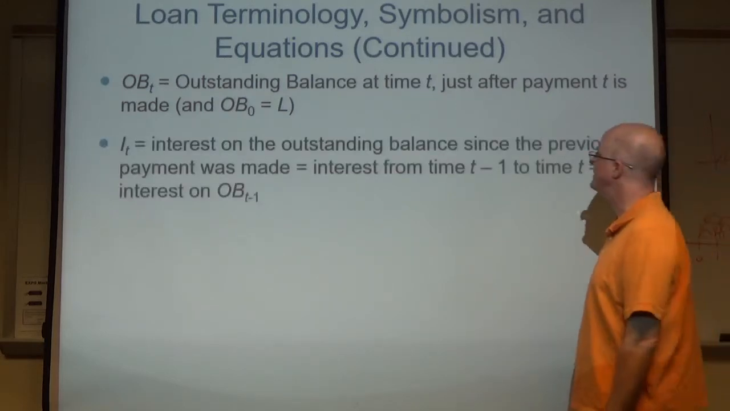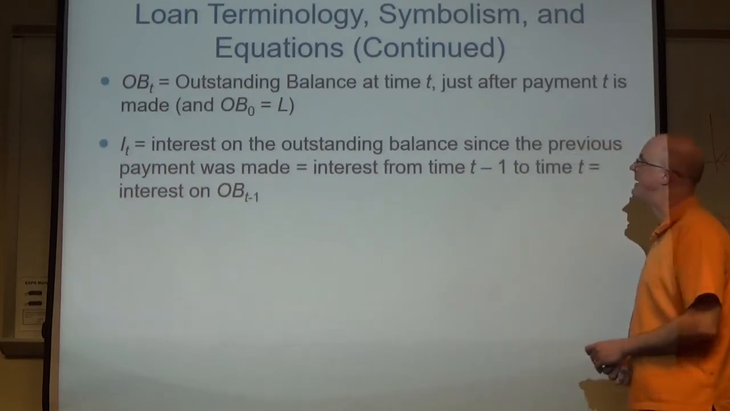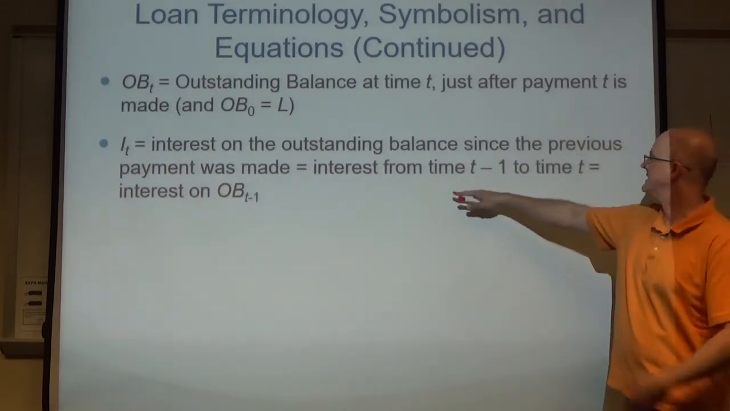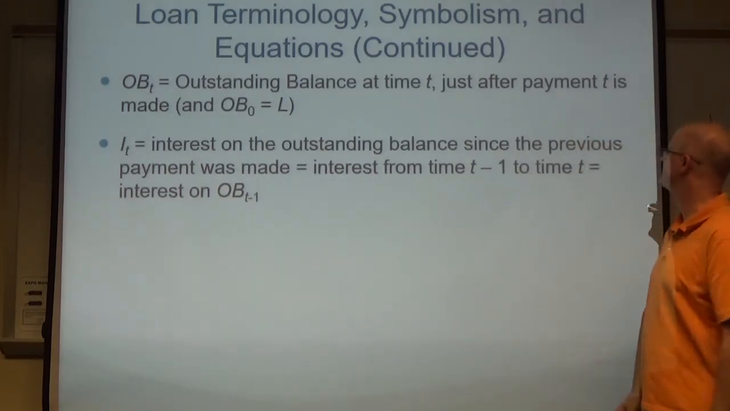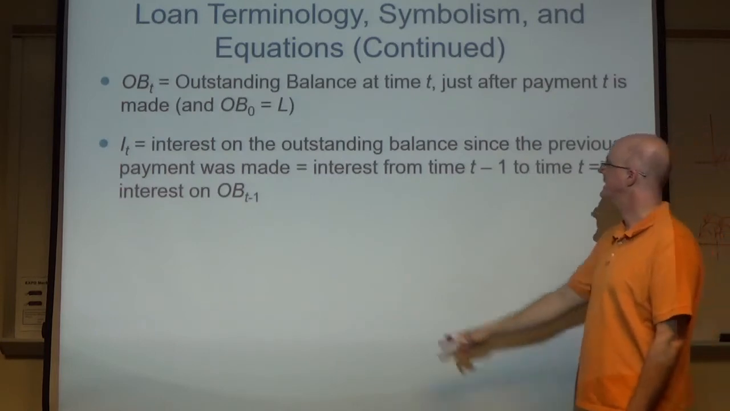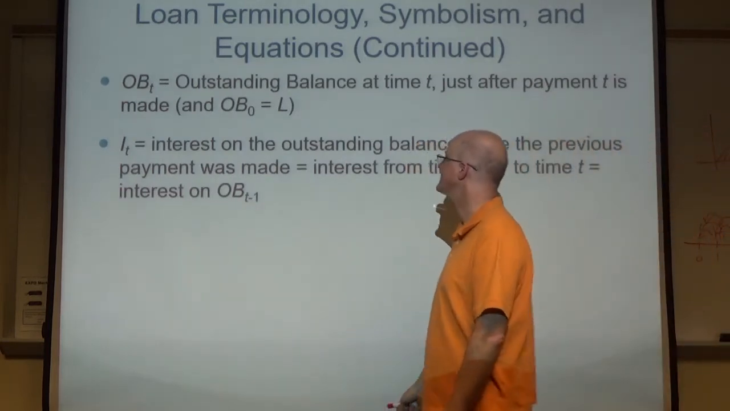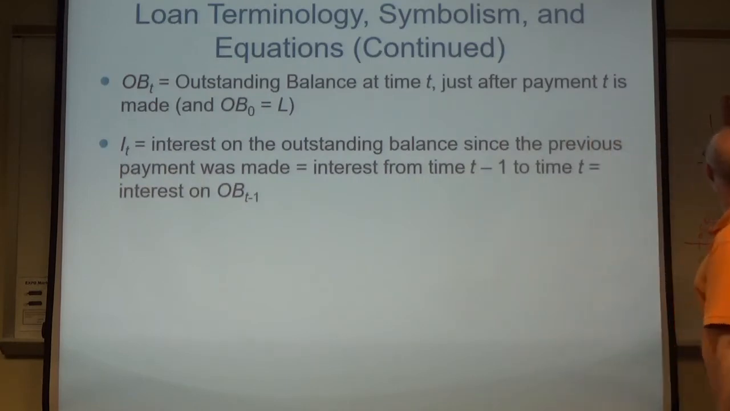It is the interest that you pay on the outstanding balance since the previous payment was made. Interest that is accruing from time t minus 1 to time t. It's the interest on OB sub t minus 1. So for example, I1 is the interest on OB0, and it would be found by taking that value, OB0, times the interest rate, the periodic interest rate, which is often a monthly interest rate. And that gives you I1. I2 would be OB1 times i.